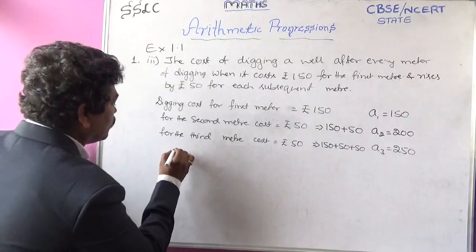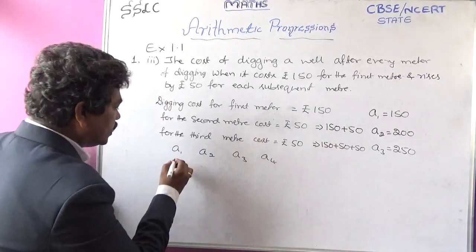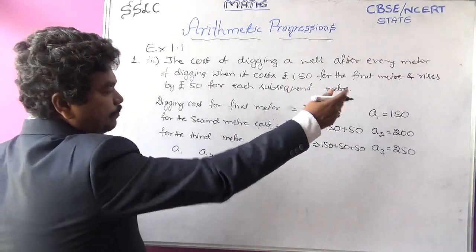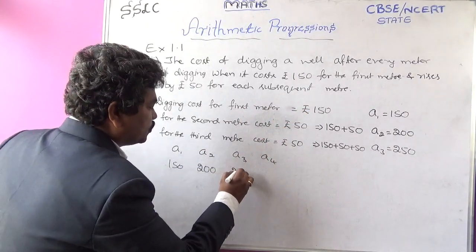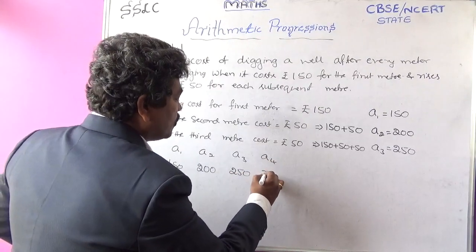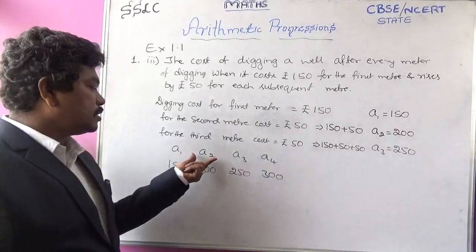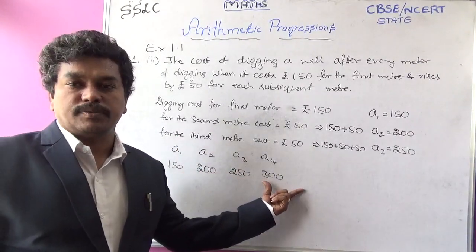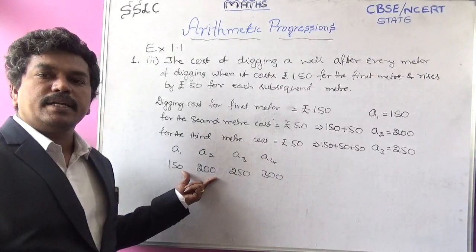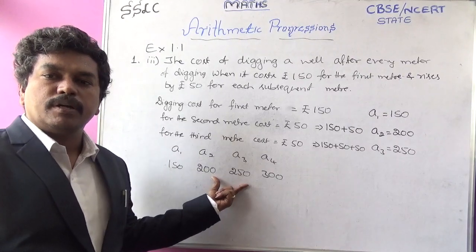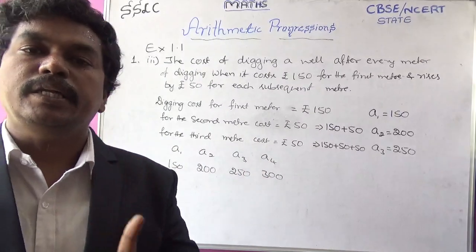So the terms we have to write are A1, A2, A3, A4 and so on. Here A1 is rupees 150 and A2 is rupees 200 and A3 is rupees 250 and then what is A4? It is 300. At the end of each meter we have to pay the digging cost of this much. For the first meter they have to pay 150, for the second meter 200, for the third meter 250 and for the fourth meter 300 rupees.